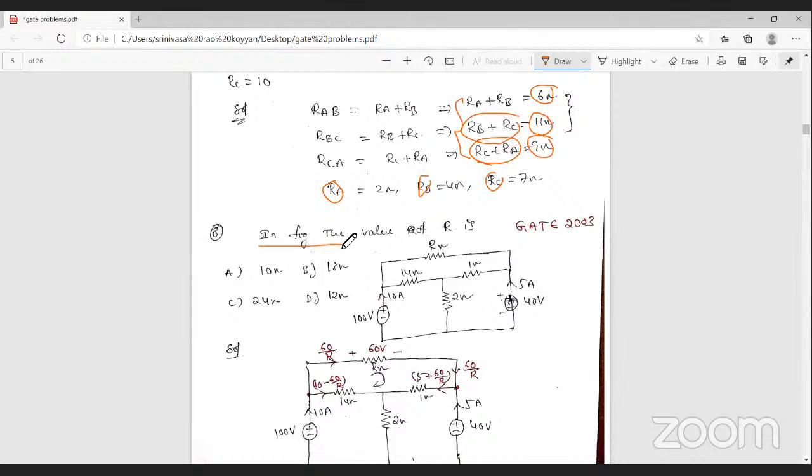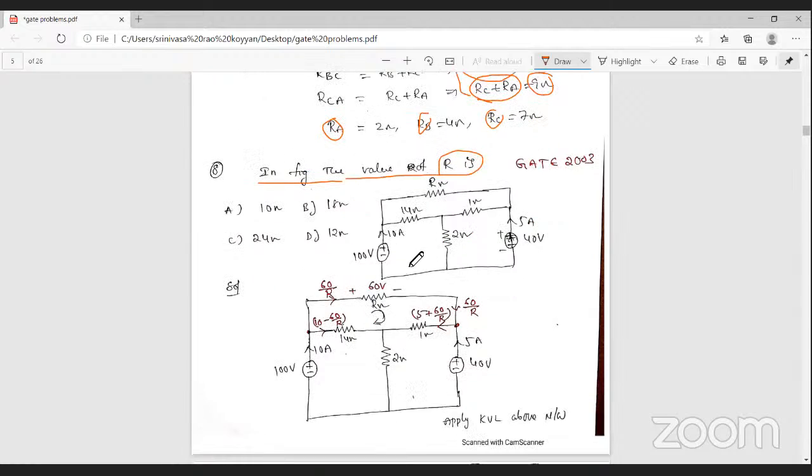In this figure, to find out the value of resistance R, from this figure, you find out the resistance value R. So here 100 volts is given. In this source, 40 volts is given. From this 100 volt source, what is the current given? 10 amperes. In this 40 volt source, the current given is 5 amperes. Okay. So what is the voltage present here? This point is 100 volts. This point is 40 volts. Also here they gave 40 volts.